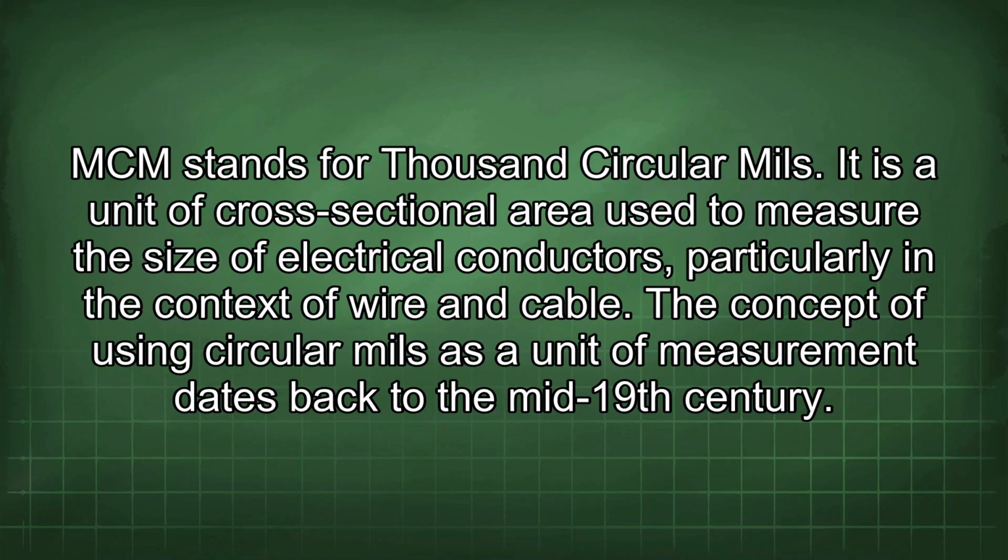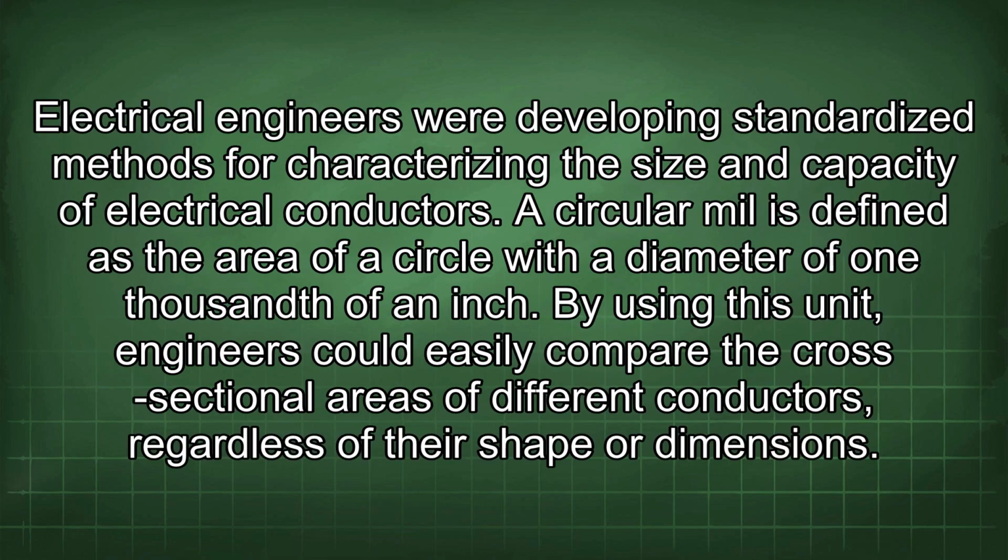MCM stands for 1000 circular mils. It is a unit of cross-sectional area used to measure the size of electrical conductors, particularly in the context of wire and cable. The concept of using circular mils as a unit of measurement dates back to the mid-19th century. Electrical engineers were developing standardized methods for characterizing the size and capacity of electrical conductors.